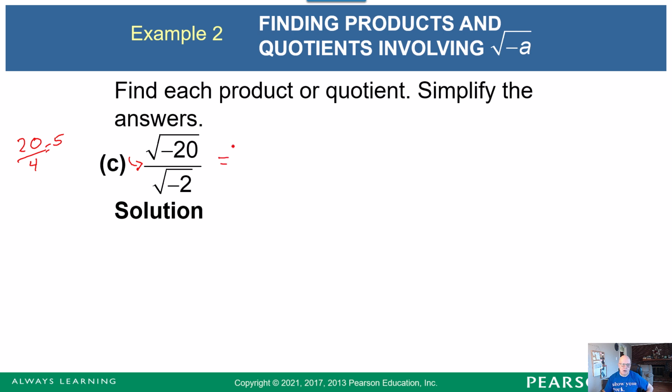So you've got the square root of -1 times the square root of 20. On the bottom, square root of -1, square root of 2. So we've got i square root of 20 over i square root of 2. The i's, just like anything else, can cancel. We get 1 there and 1 there. That's good. And since there are no negatives inside here, we can divide the 20 by the 2 and get the square root of 10 for our final answer.